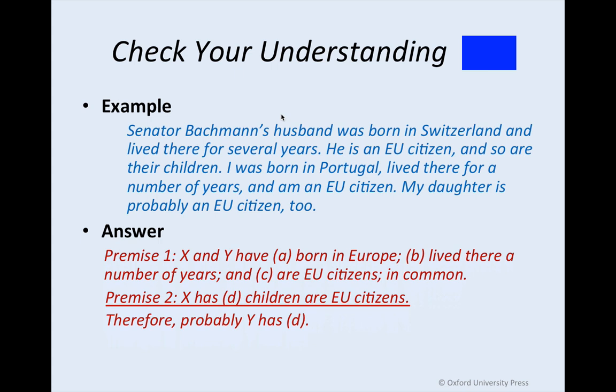Formalizing the argument somewhat, although don't think of formalization in terms of deductive formalization. We're just talking about, in a sense, abstracting away from the content of the argument to reveal the items that are being compared and what the comparisons are. So we get Senator Bachman's husband, which is X, and Y, which is me. X and Y have certain things in common. Both were born in Europe, both lived there for a number of years, and both are EU citizens. What we know about X is more than what is asserted about Y, namely that X has children that are EU citizens. The conclusion is that Y's children are also probably EU citizens.